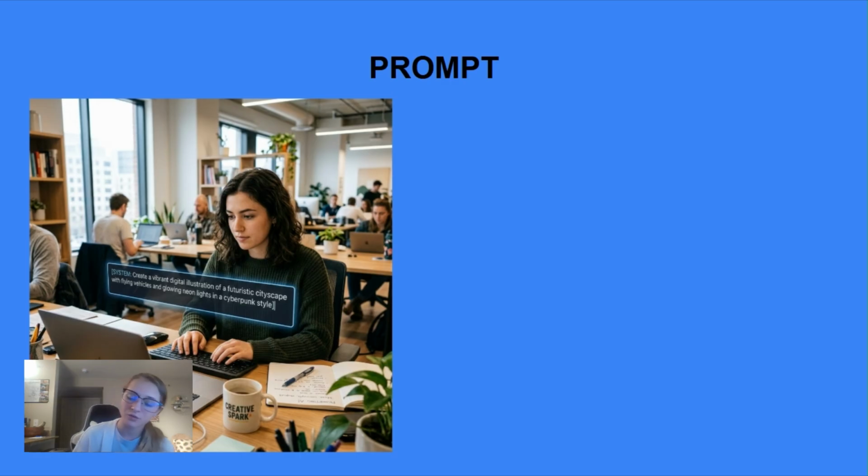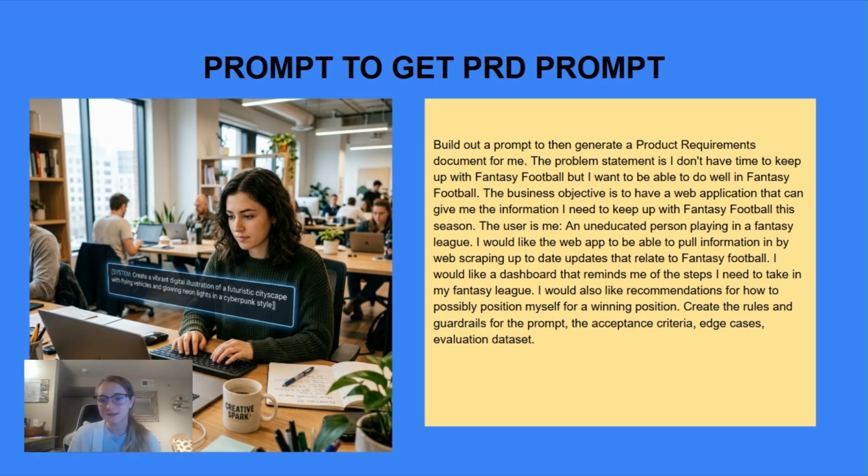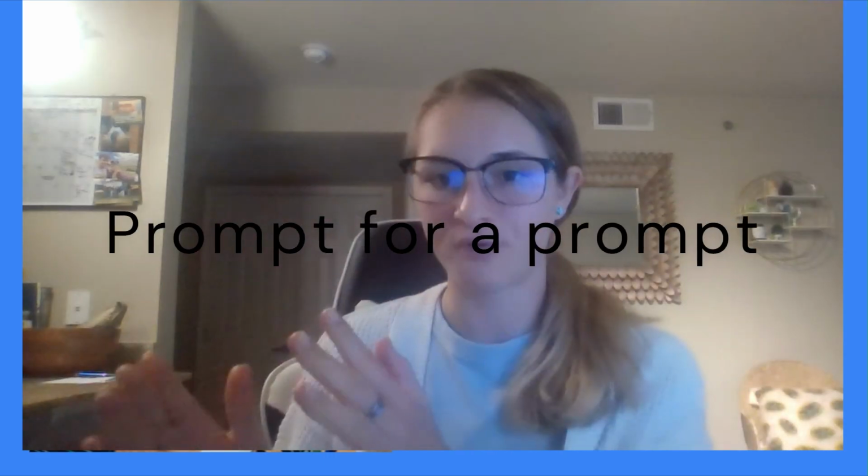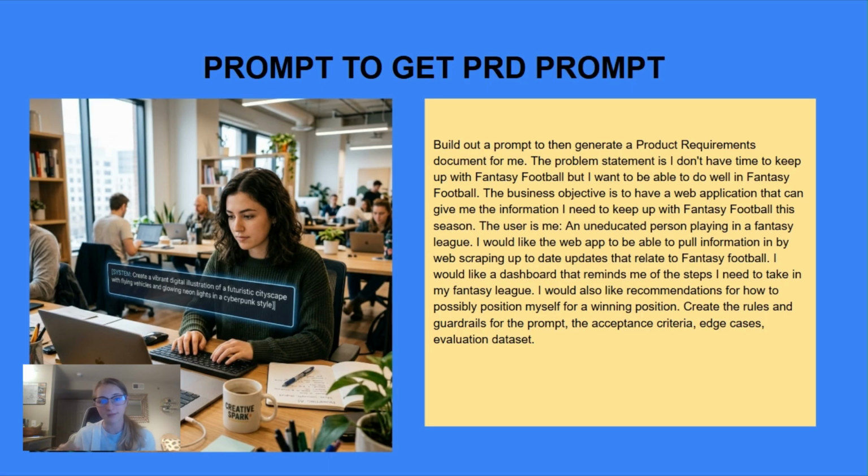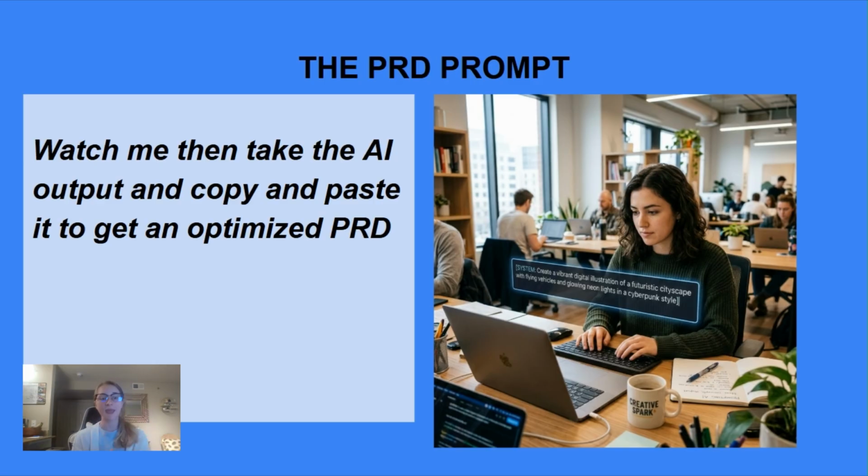We're going to do this through prompting AI. So this is the prompt that I'm going to throw into AI. It's actually asking AI to generate a prompt to build out my product requirements document. So I'm going to send a prompt to AI asking for a prompt. So, prompt for prompt. I'm then going to copy that prompt that AI gives back to me, take the output, and copy and paste that prompt in a new chat to get an optimized product requirements document.